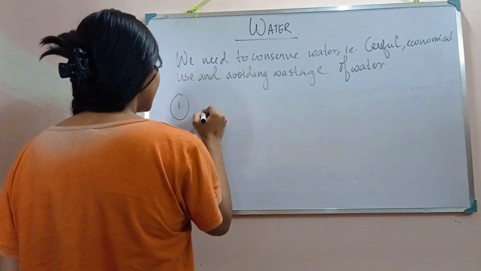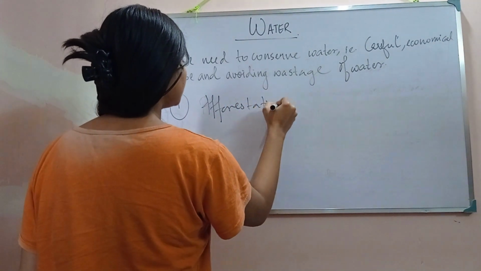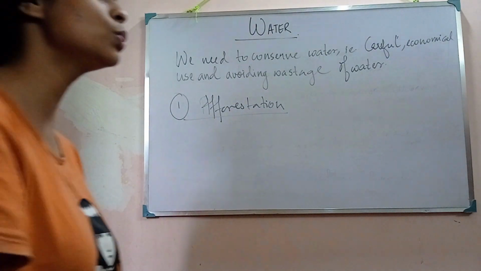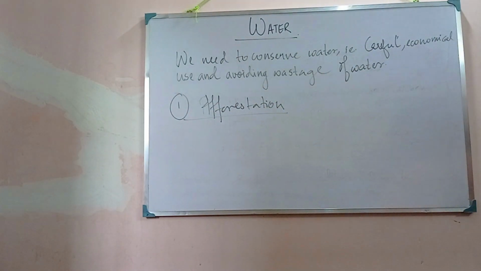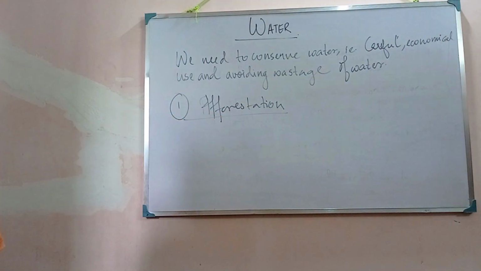Again, what? Plant more trees. That is afforestation. Afforestation is one of the best suggestions by which we can reduce the wastage of water. This is because if we plant more and more trees, the tree roots will absorb this water, and as a result this water will slowly percolate and increase the groundwater level. So it is necessary that we plant trees and do afforestation.